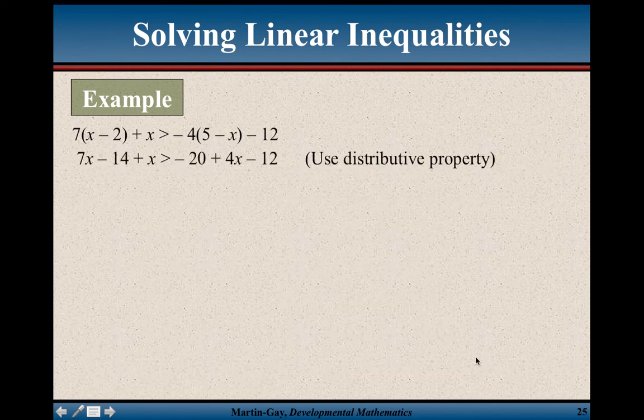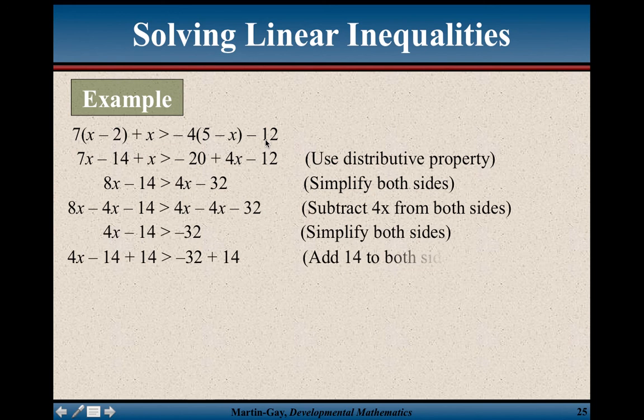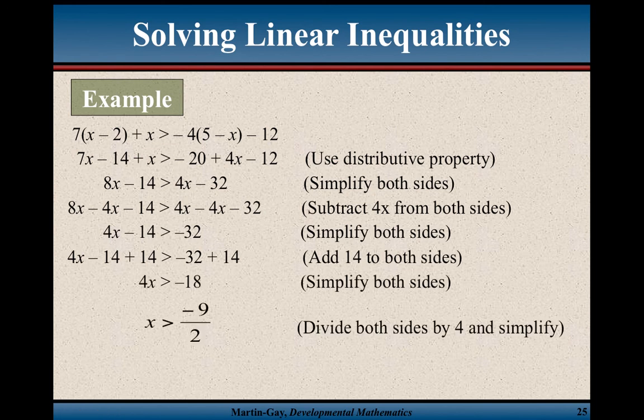How about this one? 7 quantity x minus 2 plus x, this is greater than minus 4 quantity x5 minus x minus 12. So, pakita na natin lahat ng solution muna natin. Okay. So, 7 times x is 7x. 7 times negative 2 is negative 14. Plus x. Negative 4 times 5 is negative 20. Negative 4 times negative x is positive 4x kasi pareho silang negative. And then, negative 12. Simplify muna natin.